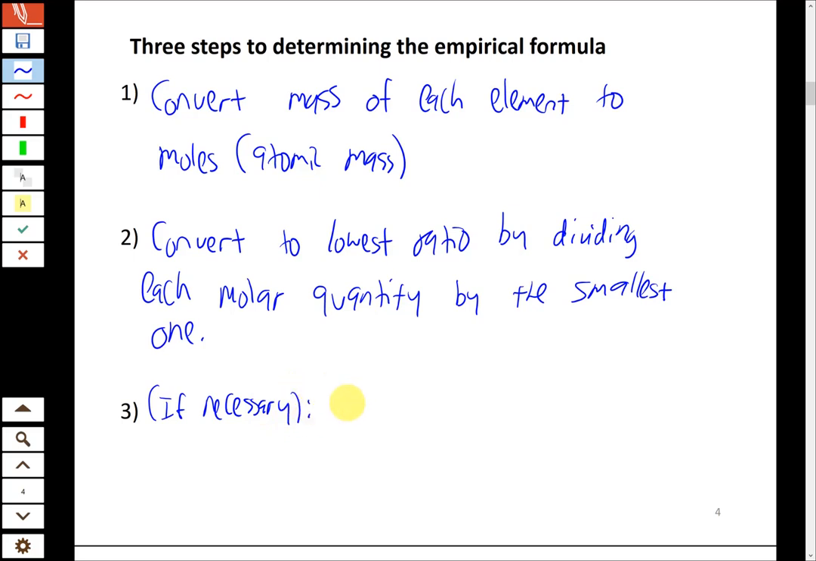Sometimes you'll get fractional subscripts for some of the elements when you do this. They're not always going to come out to whole numbers after this second step here. So in that case, you'll need to multiply the whole thing by a small whole number to make all of the subscripts into whole numbers themselves.